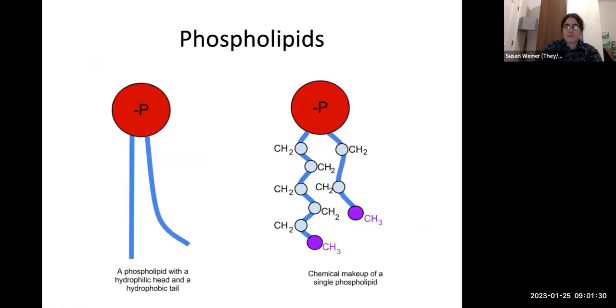All right, so phospholipids, which we talked about last semester when we were talking about the cells. Phospholipids that make up our cell membrane have a hydrophilic head, a polar head with a phosphate here, and then hydrophobic tails with these hydrocarbon lipid tails. And that's why they clump together and form that bilayer with the heads outside and the tails inside.